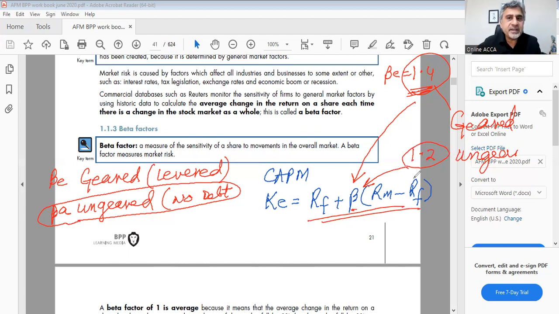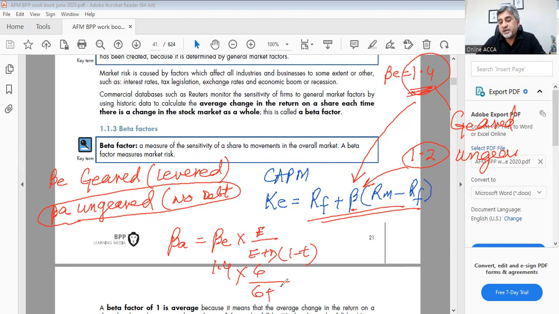And how do you ungear that? You ungear like this: beta asset is equal to beta equity multiplied by equity proportion divided by equity plus debt, into 1 minus tax rate. Here BE is 1.4. How much is equity? 60%. How much is equity plus debt? 6 plus 4, into 0.7, and you find it out. So it's not really very difficult, provided you go through the concept.